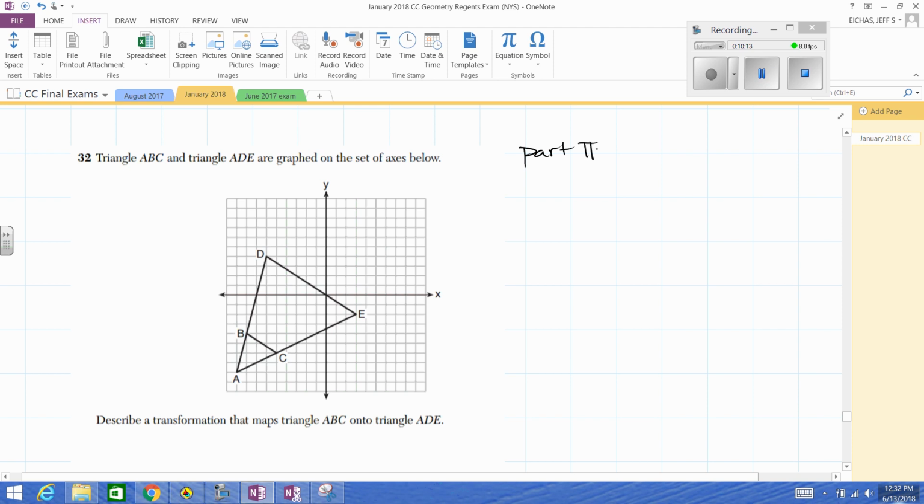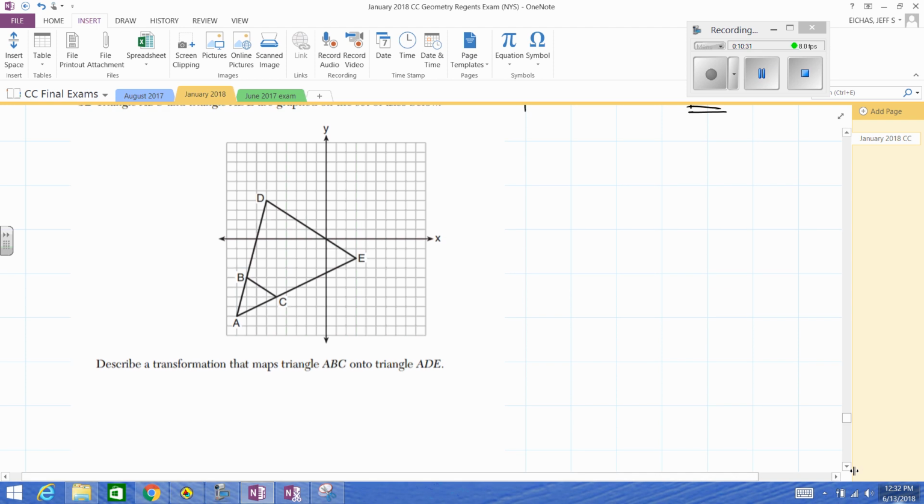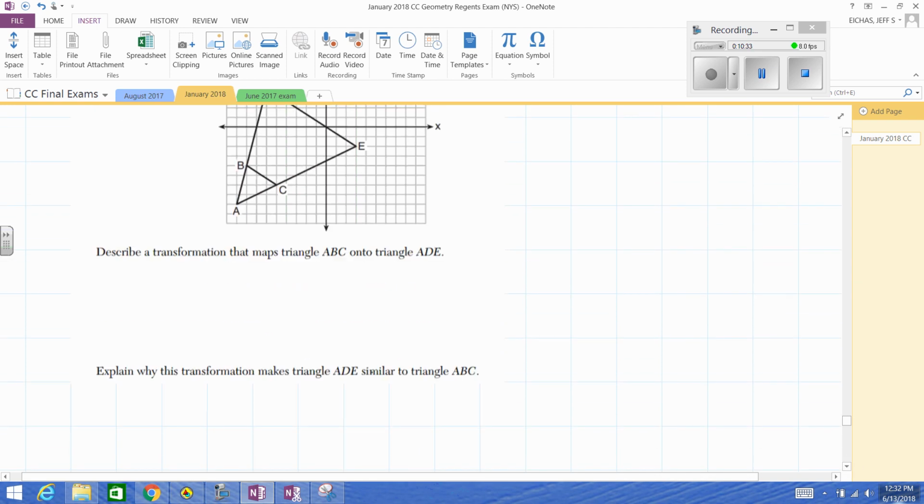Okay, so we should expect a little bit more involved here. So part 3, those are worth 4 points each. So we should make sure that we have a little more work going on. All right, describe a transformation that maps triangle ABC onto triangle ADE. There's definitely going to be more. Okay, explain. That's going to be down there.